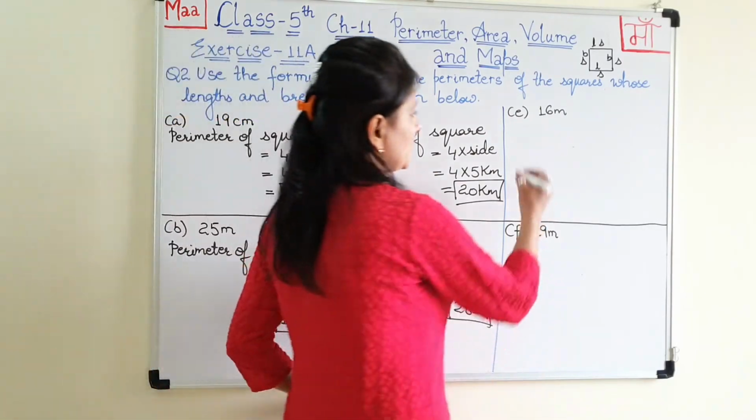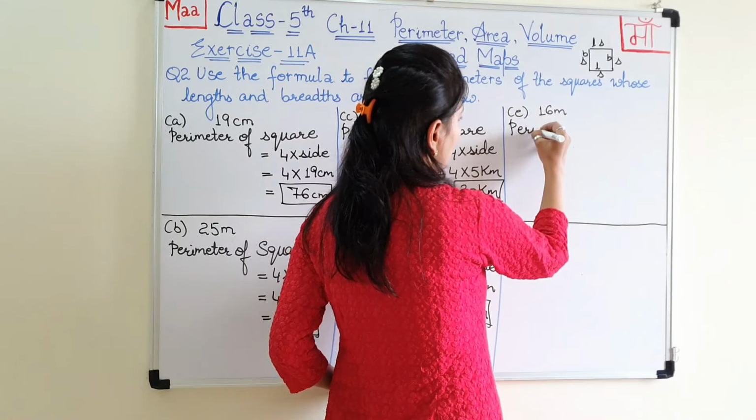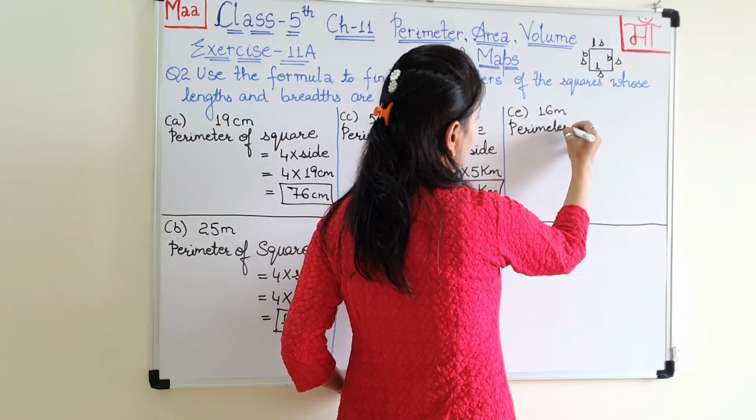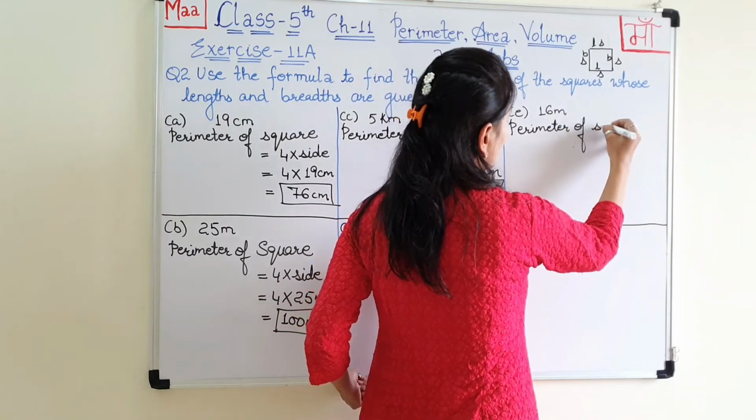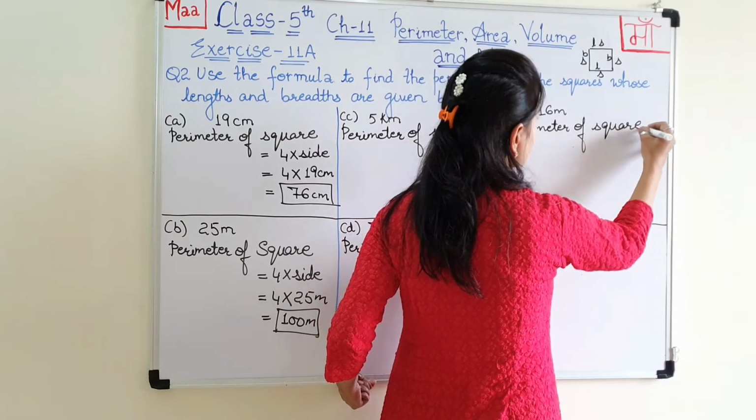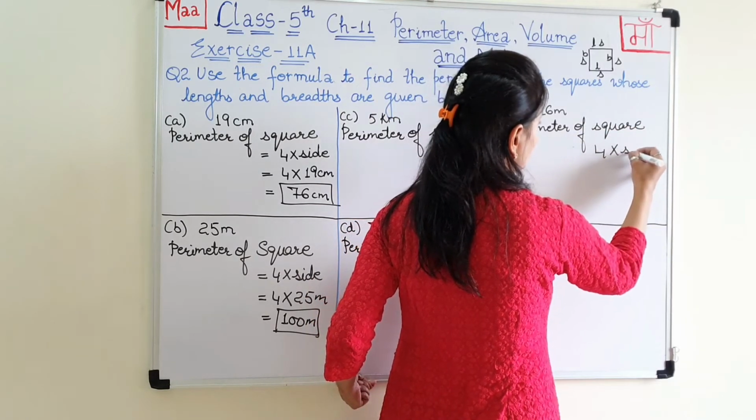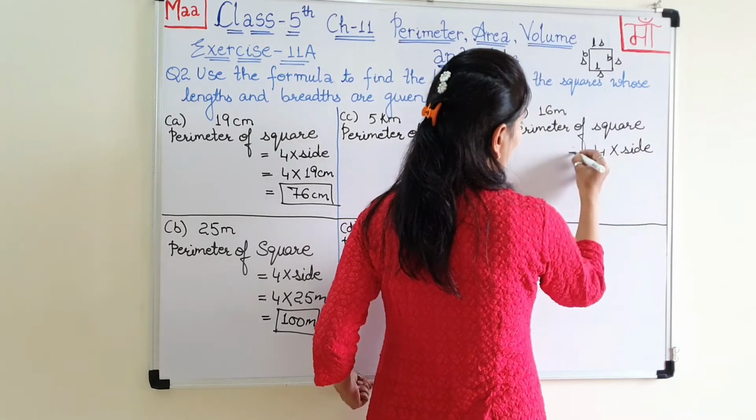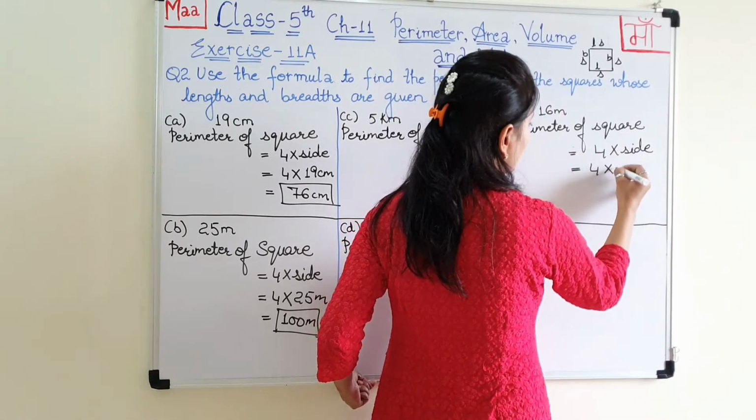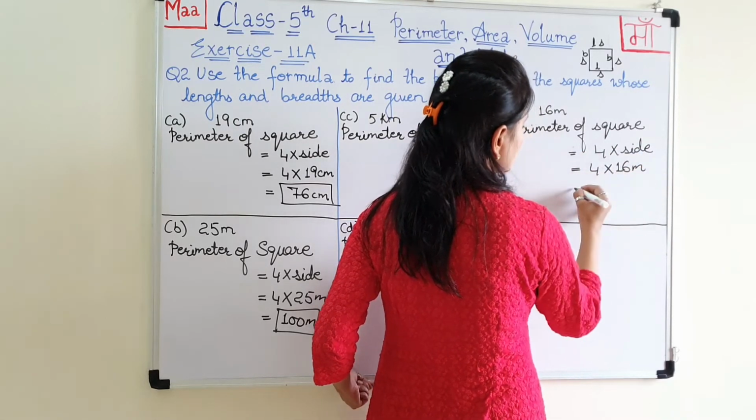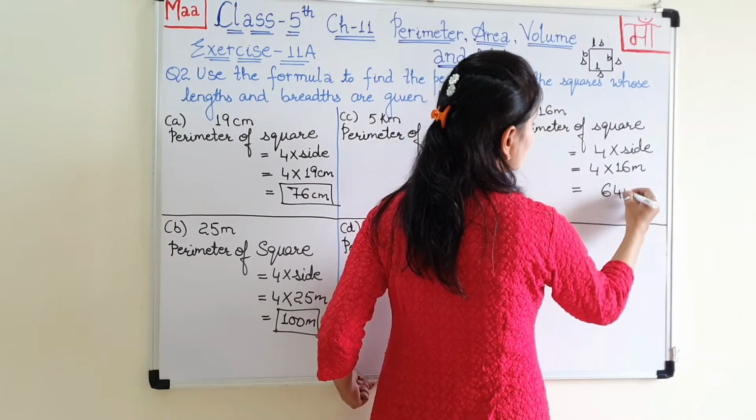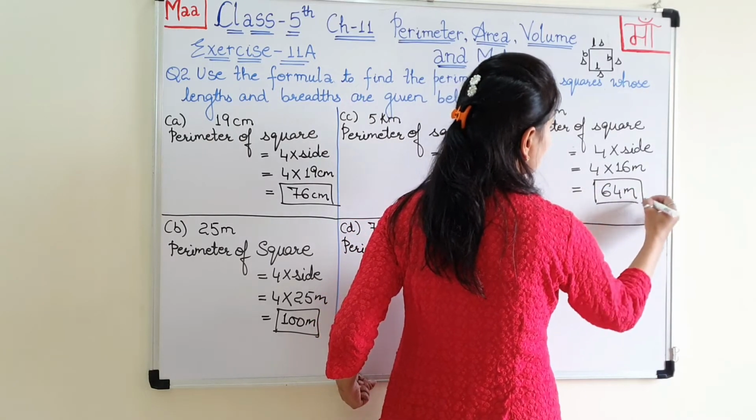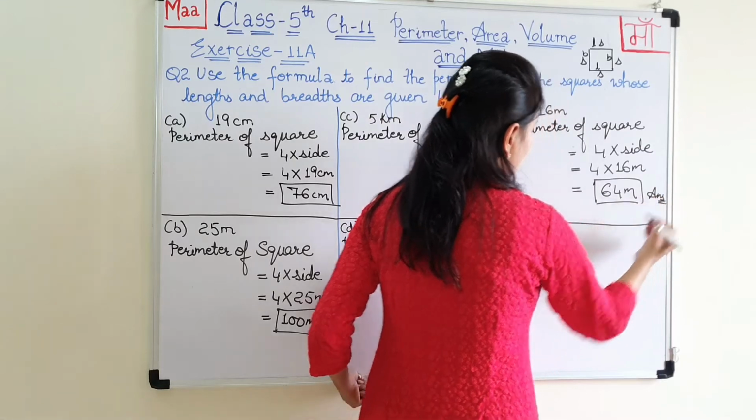Just see part E. Again formula perimeter of square. So our formula is, yes, it is 4 into side. So again 4 multiplied by side which is in this part is 16 meter. So 16 4s is 64 meter answer.